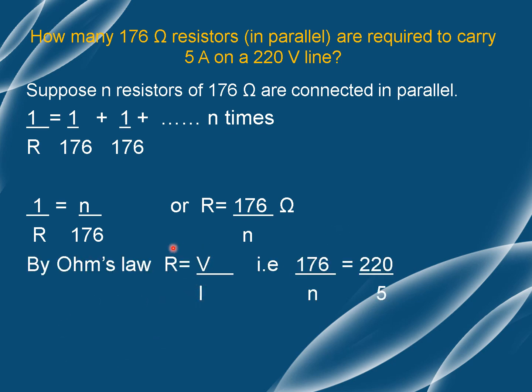By Ohm's law, we have R is equal to V by I. So 176 by n, that is R, we have already got 176 by n. So 176 by n is equal to V by I. As for the question, we have V as 220 volt and I as 5 ampere. So 176 by n is equal to 220 by 5. So n is equal to 176 times 5 divided by 220. The answer is 4.